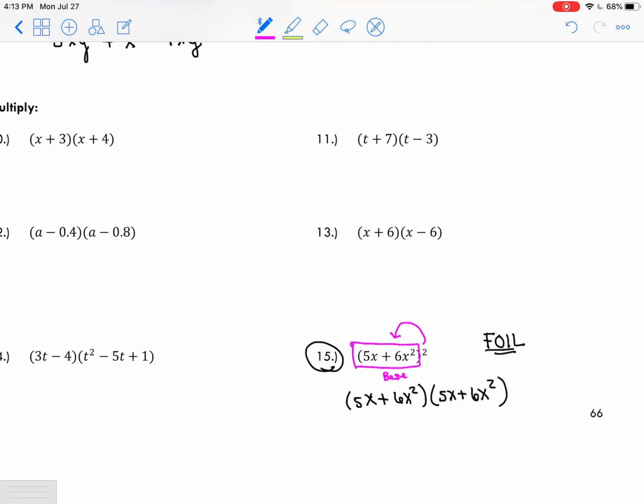Okay, so remember that foiling is first, inner, outer, and last. So we're going to take this first term here, we're going to multiply it by the 5x. So 5x times 5x is going to give us 25x squared. And then we're going to take this 5x and we're going to multiply it by the 6x squared. So that's going to give us plus 30x cubed, right? Because this guy is to the first power and we always add the exponents on our same bases.